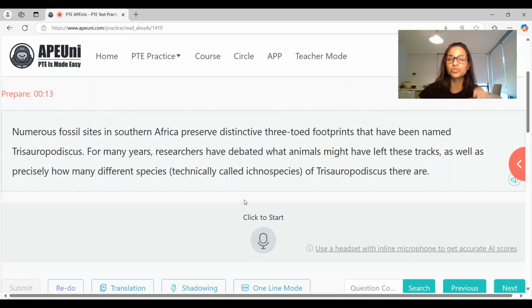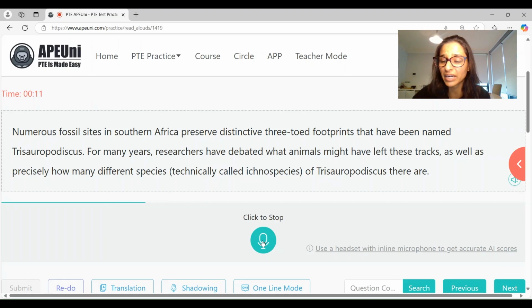Notice I am going to try and read every single word. I've had a couple of practice rounds. Let's go. Numerous fossil sites in southern Africa preserve distinctive three-toed footprints that have been named Trisauropodiscus. For many years, researchers have debated what animals might have left these tracks, as well as precisely how many different species, technically called ichnospecies, of Trisauropodiscus there are.